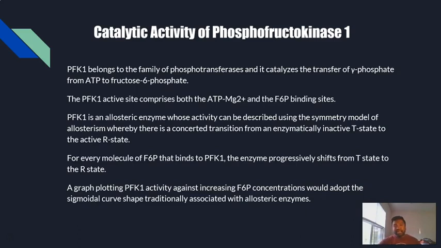The phosphofructokinase 1 active site comprises both the ATP-magnesium ion and the F6P, fructose 6-phosphate, binding sites. Phosphofructokinase 1 is an allosteric enzyme whose activity can be described using the symmetry model of allosterism, whereby there is a concerted transition from an enzymatically inactive T state to the active R state. For every molecule of fructose 6-phosphate that binds to phosphofructokinase 1, the enzyme progressively shifts from the T state to the R state. A graph plotting phosphofructokinase 1 activity against increasing fructose 6-phosphate concentration would adopt the sigmoidal curve shape traditionally associated with allosteric enzymes.